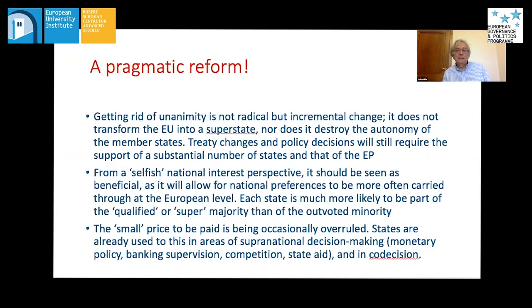My simple point is to say that each state, each of the 27 states, is much more likely to be part of the qualified or supermajority than of an outvoted minority. In other words, what I'm arguing here is that getting rid of unanimity is a small price to be paid. The small price is of being occasionally overruled. But states are already used to this in areas of supranational decision-making: monetary policy, banking supervision, competition, state aid, and indeed in co-decision. So extending the possibility of being occasionally overruled to more areas, including to treaty change, is, in my view, only a small price to be paid in order to allow the EU to act effectively.